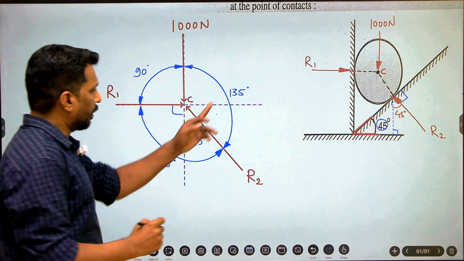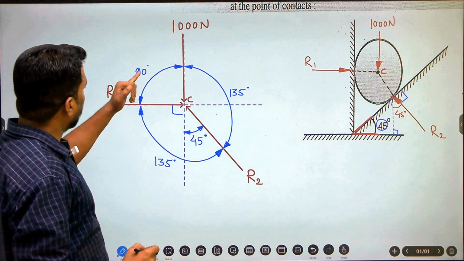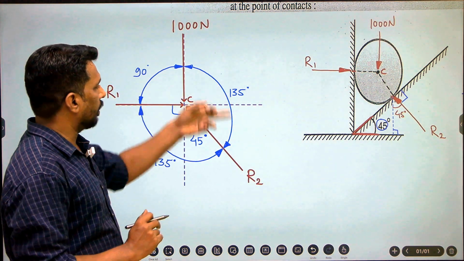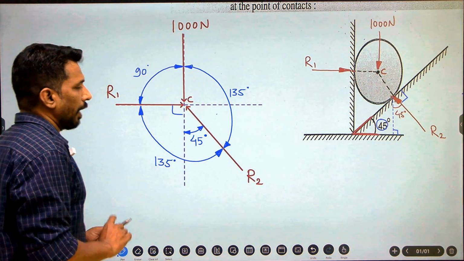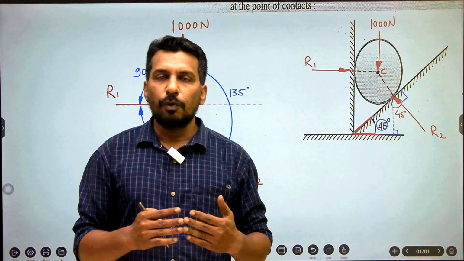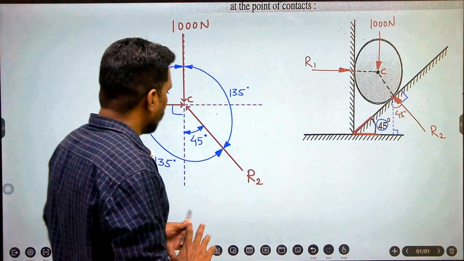You can cross check: 135 plus 135 is 270, 270 plus 90 is 360. So the total angle is 360 degrees. Now we have the angles between the two forces, so we are going to apply Lami's theorem.